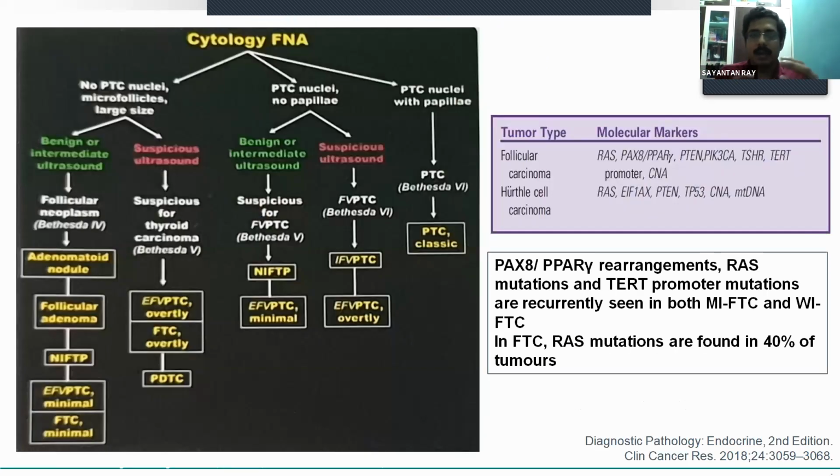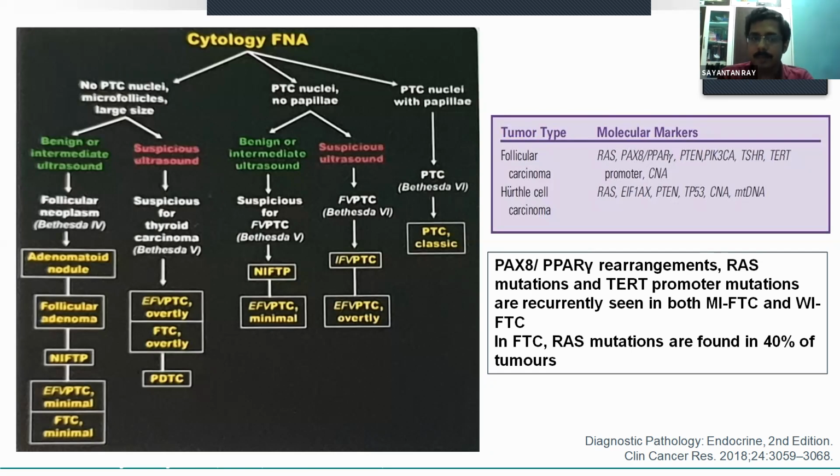Now, if we combine the cytology FNA and ultrasound, on one hand, if there are nuclear features characteristic of PTC with branching papilla, then it is classic papillary thyroid carcinoma, that is Bethesda 6. Now, if there are no PTC nuclei, but if there are nuclear features suggestive of PTC, but no papilla, then if we take the possibilities from ultrasound, one is benign or intermediate ultrasound features. Then the differentials will be suspicious for follicular variant of papillary thyroid carcinoma, Bethesda 5.